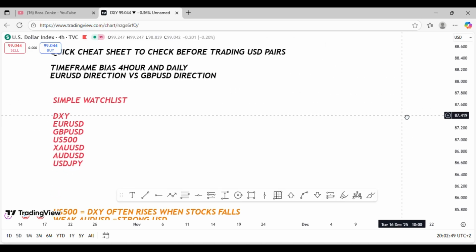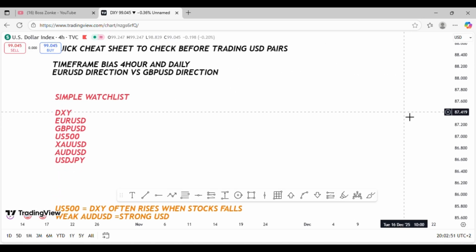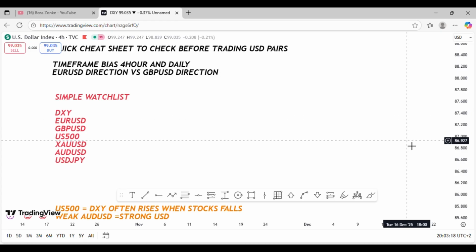You understand? Simple watch list for yourself to create. You can add DXY. DXY is a must for you to add if you are trading currencies. Then you can just choose between Euro USD, GBP USD, US 500, gold, AUD USD, USD JPY. These are things that I would say please add on your watch list. Just choose any three. Maybe you can choose Euro USD, GBP USD, and also gold, plus obviously DXY.